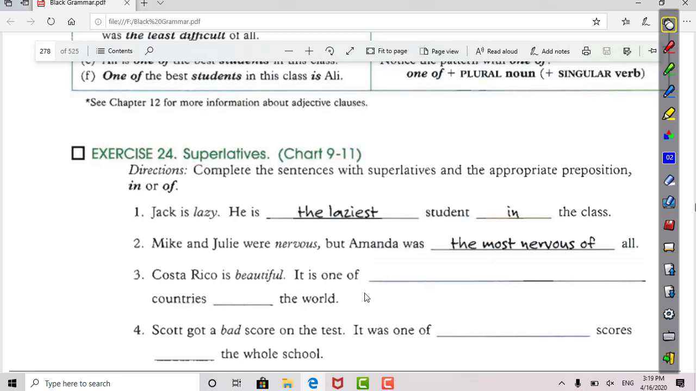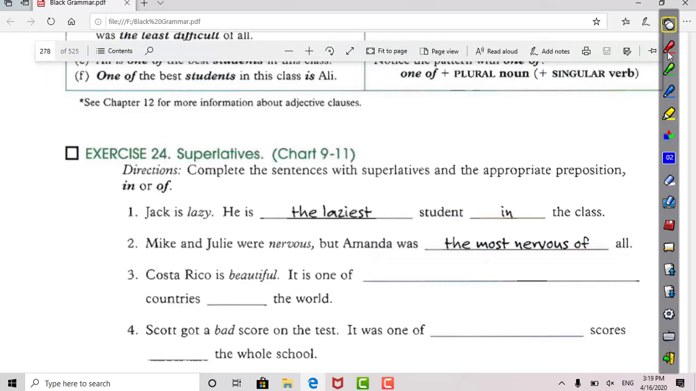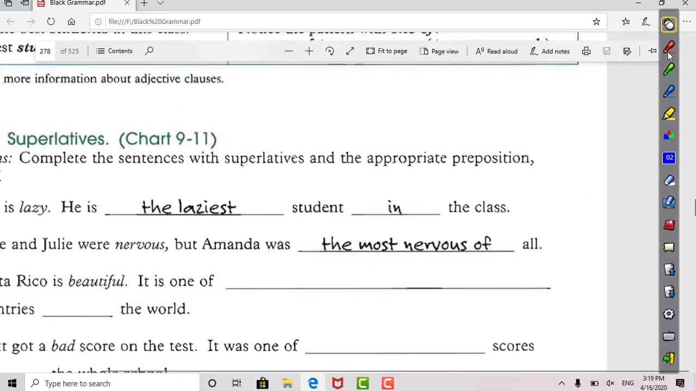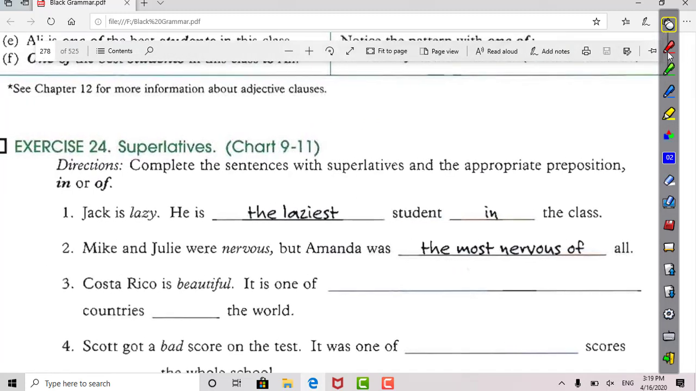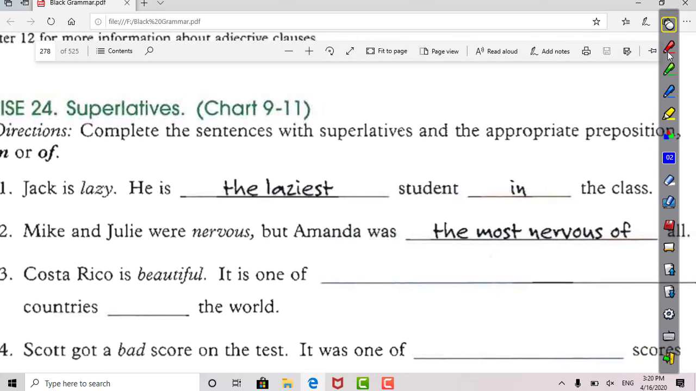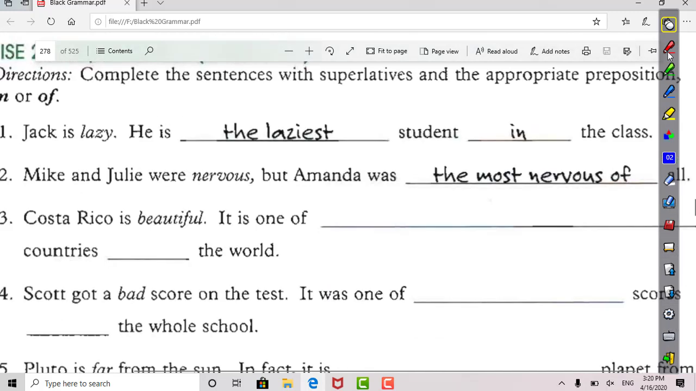Is one of what? You can write down here. Is one of. Okay, wait first. Okay, it'll be like this. Costa Rica is beautiful. It is one of. Is one of what? One of the most beautiful. You will answer to be the most beautiful.